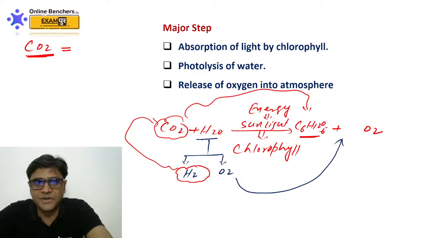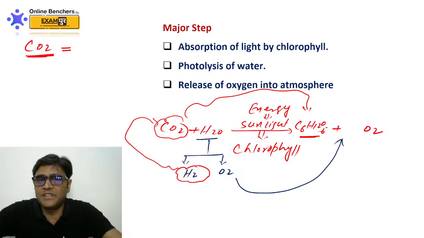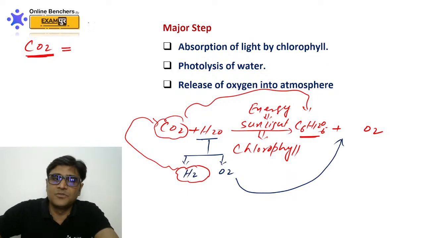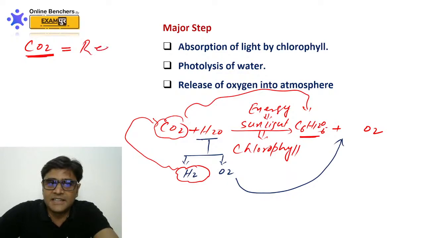During the process of photosynthesis, is CO2 oxidized or reduced? That is, does oxidation of CO2 take place or reduction of CO2 take place? Tell me, guys. Yes. So CO2 is reduced. That is, reduction of CO2 takes place.